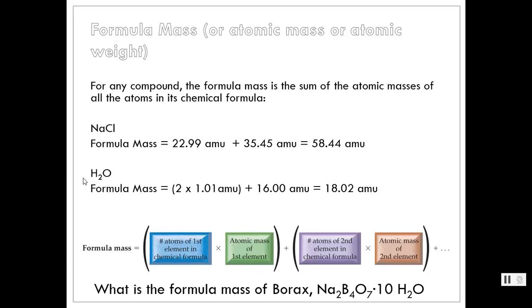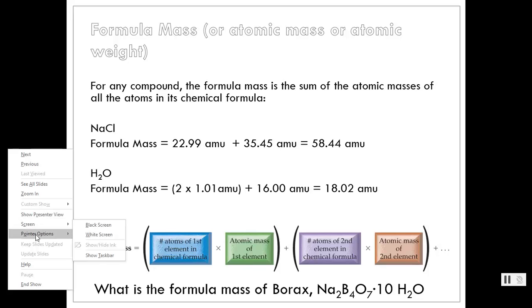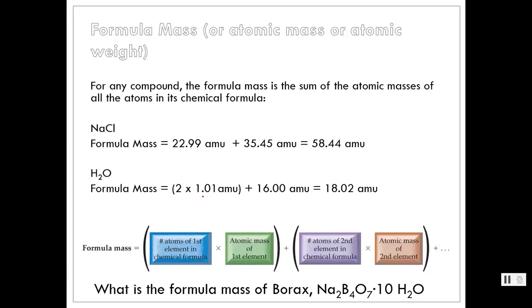Similar dance when finding the formula mass for water, just making sure that you take care of the number of particular atoms when calculating formula mass. So for example, in H2O, since there are 2 hydrogens, you need to take the mass of hydrogen and multiply it by 2, and then add the mass for oxygen. So finding formula mass is done the same way regardless of whether you have an ionic compound, a molecular compound, or an acid. You also would find formula mass for a compound given a monster like this, borax.